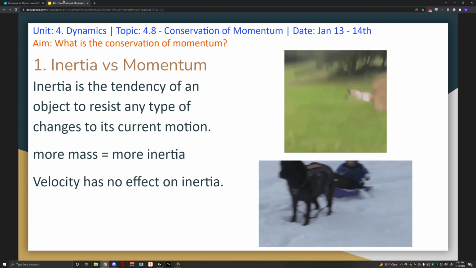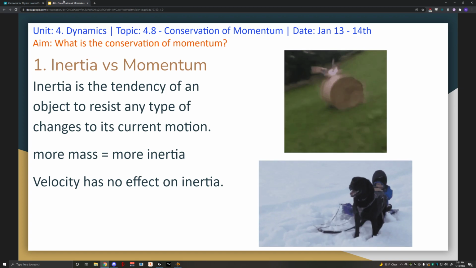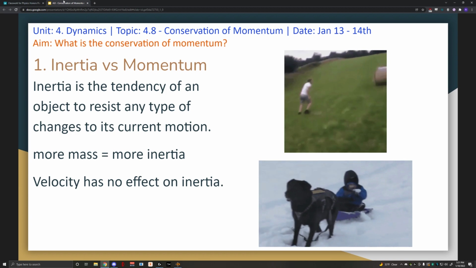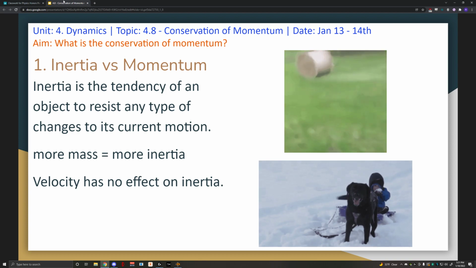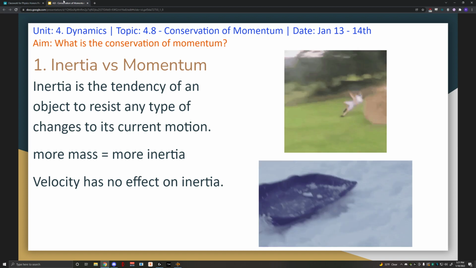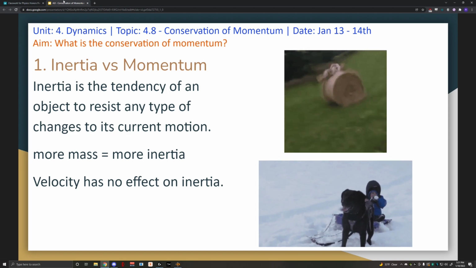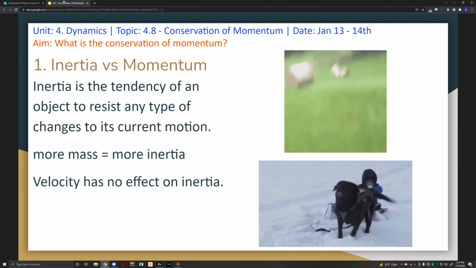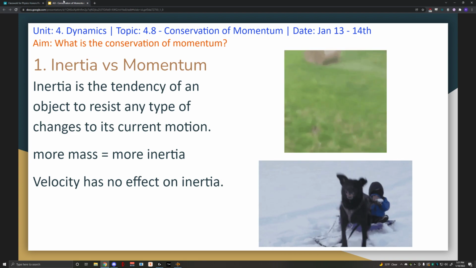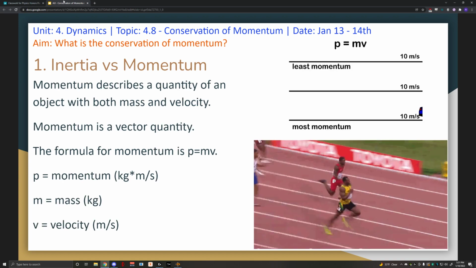Inertia is the tendency of an object to resist any type of change to its current motion, and so it's proportional to your mass. Obviously, if you take a look at the top right-hand GIF, if you have a lot of mass, you don't really want to stop. You want to keep going. It's very hard to stop this object. And at the bottom, the baby's at rest, and the baby wants to keep being at rest. And velocity has no effect on inertia.